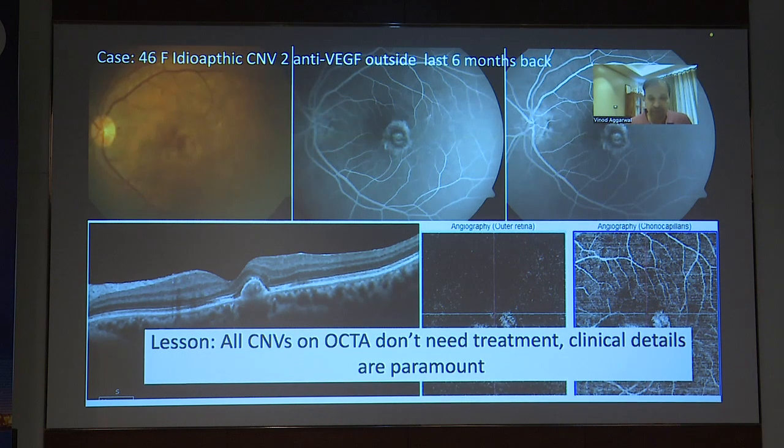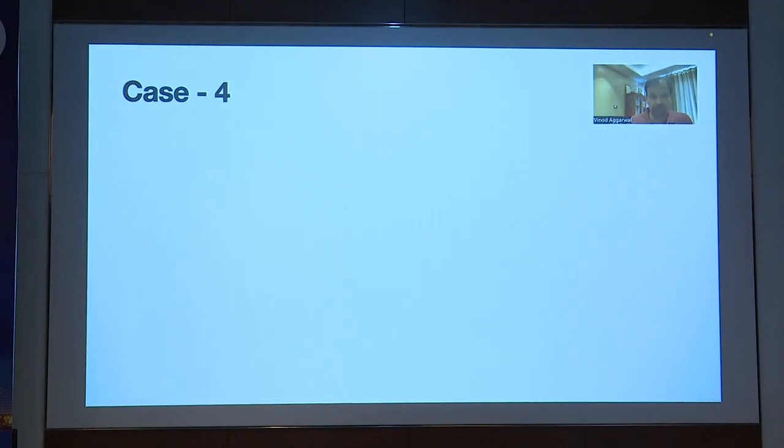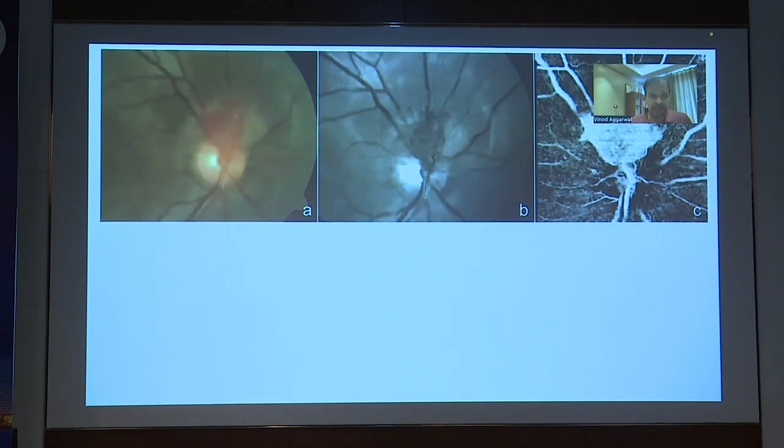So again, we learned from this case that all CNVMs on OCTA do not need treatment, and clinical details of the patient are paramount in deciding the future course of the disease. This is my fourth and the last case. You can see this is the patient who presented to us with a vascular mass on the optic disc, which could be seen on red free photograph as well.